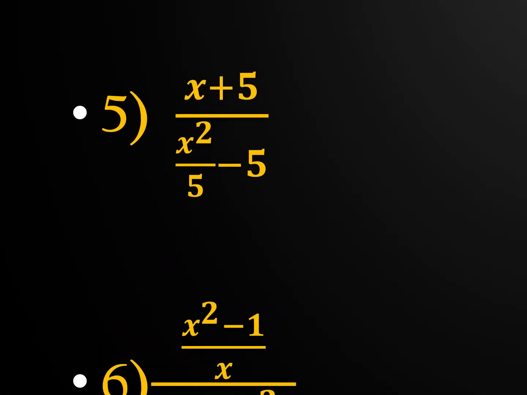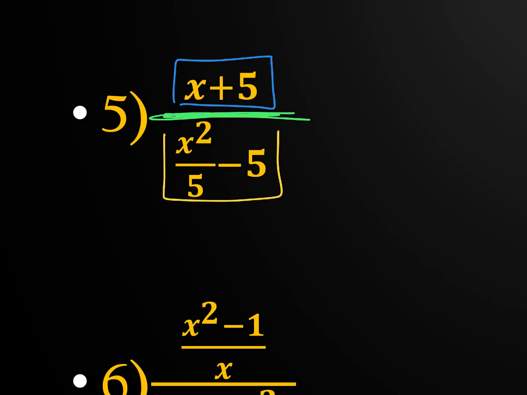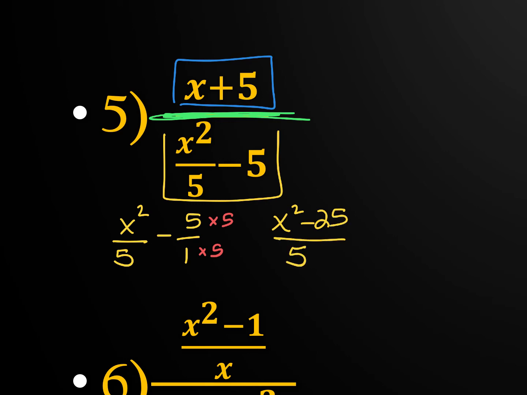So the top, there's nothing to simplify. So this one's all done. However, this is the main fraction bar. So now I need to simplify this bottom one. I need to find an LCD. So x squared over 5 minus 5 over 1. My common denominator is going to be 5. So I could times the top and the bottom by 5. So this new fraction becomes x squared minus 25 over 5.